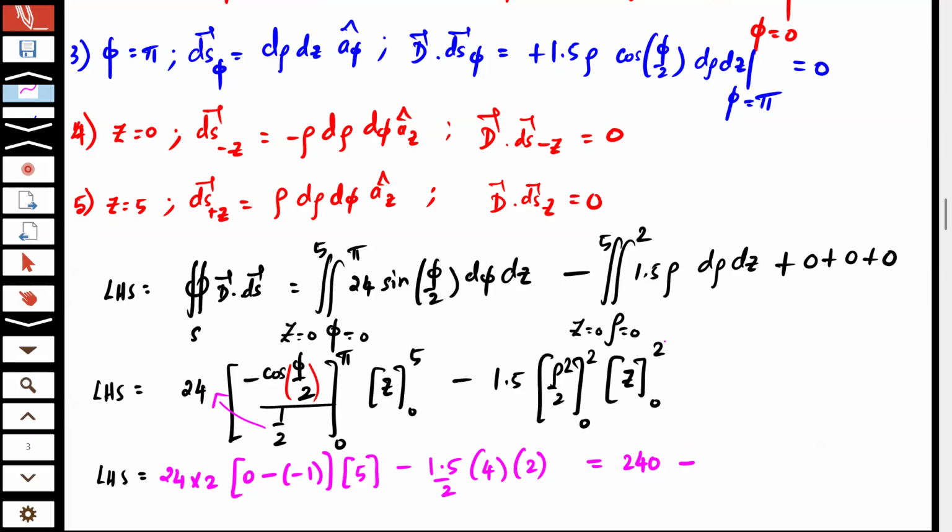sorry, I have made a mistake over here. The z limit is 0 to 5. So this should be 4 multiplied with 5, so 1.5 multiplied with 10. So it will be 15. So 240 minus 15 is going to be 225, and the unit is coulomb, because we know the left-hand side evaluation is for total flux. So whatever we have got for the left-hand side, which is the total flux leaving the closed surface, the closed surface integration of D dot dS, was found to be 225 coulomb.